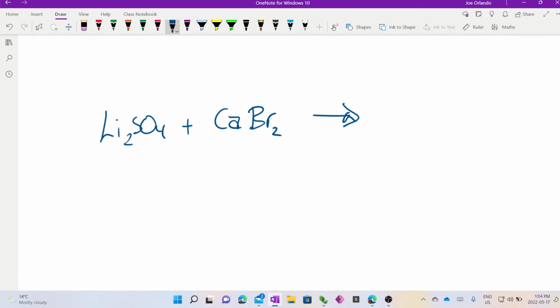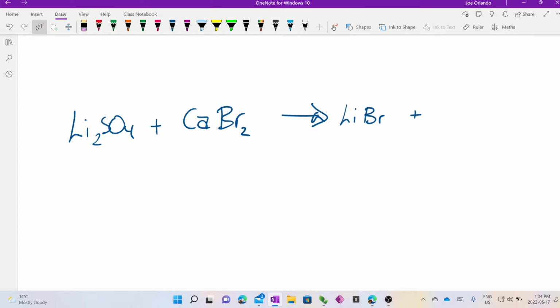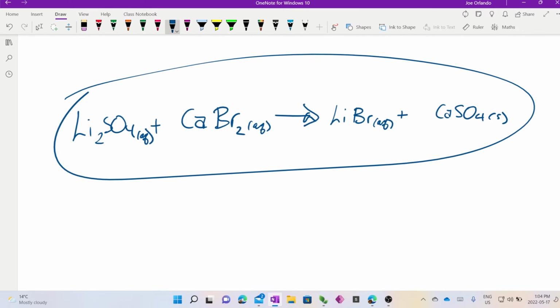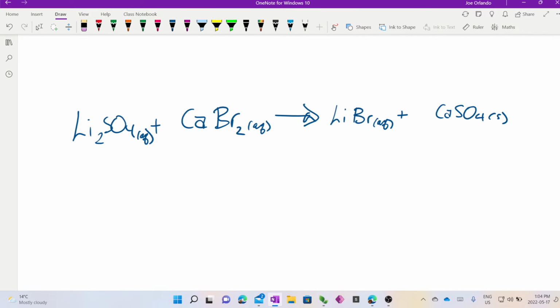Lithium bromide and how much? And calcium sulfate. All right, that's going to be a solid, and that will be aqueous, and that's going to be aqueous, and that's going to be aqueous. Okay, so there it is. Is it balanced? She's real close. In front of? Oh, you're good.